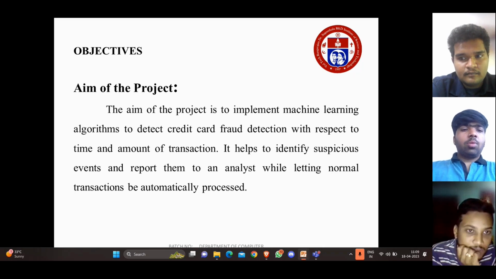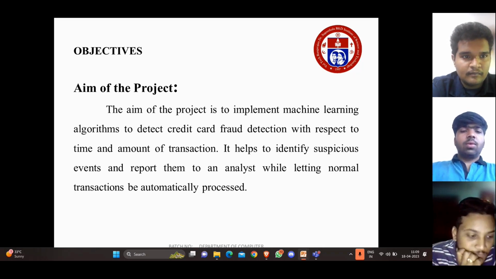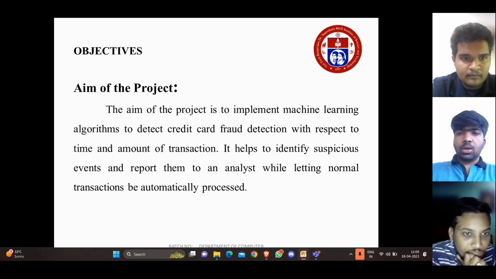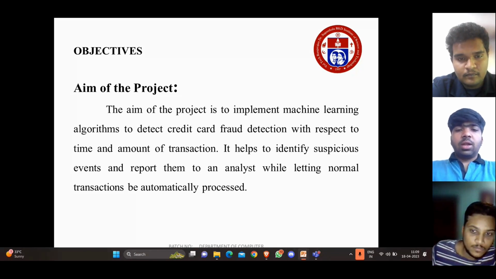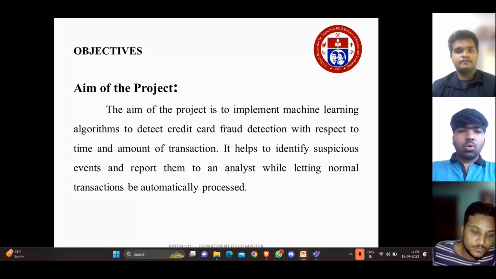Next. The objective of our project is the implementation of machine learning algorithms to detect credit card fraud. It helps to identify suspicious events and report them to analysts while letting normal transactions be processed automatically. We will be showing the whole thing after the presentation of our project. In the demo, you will be seeing everything. Over to Anirudh.